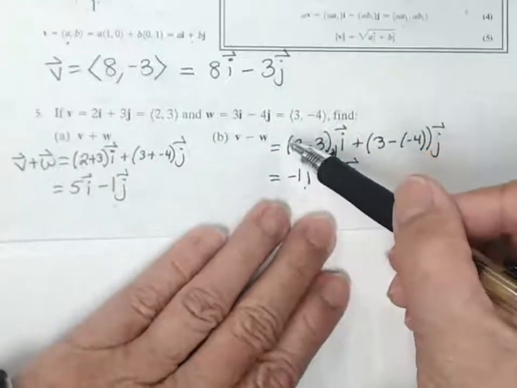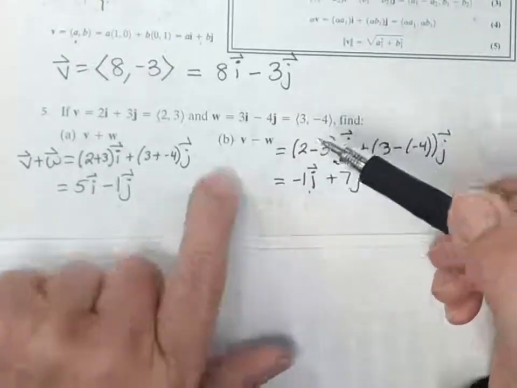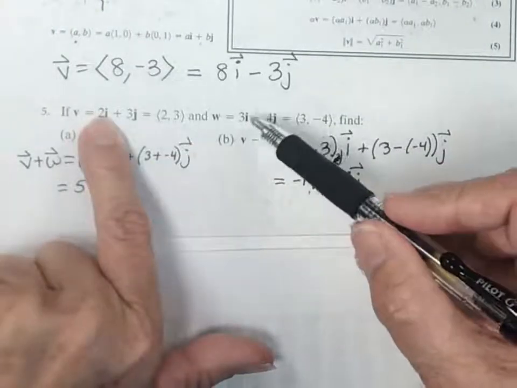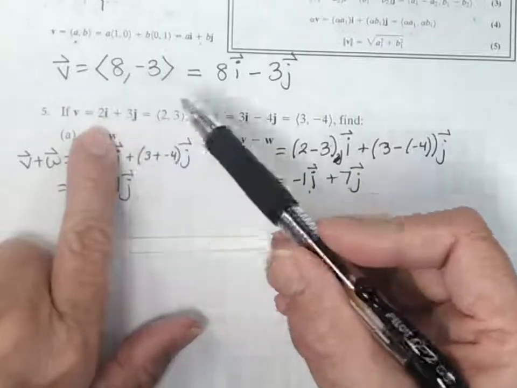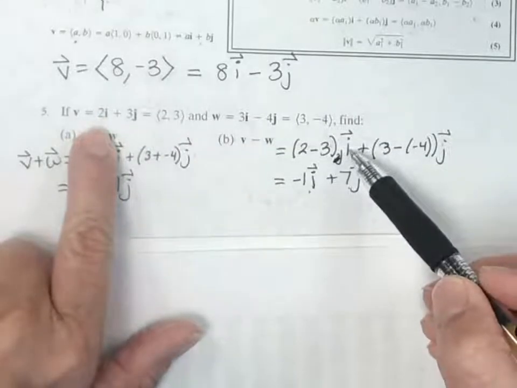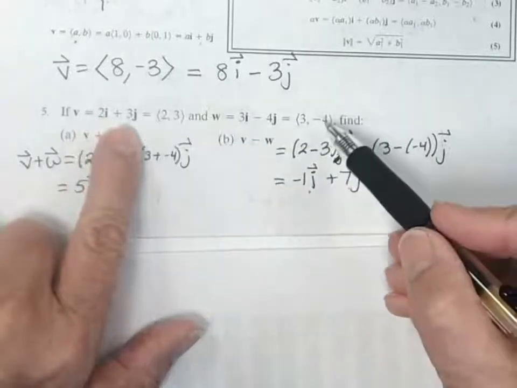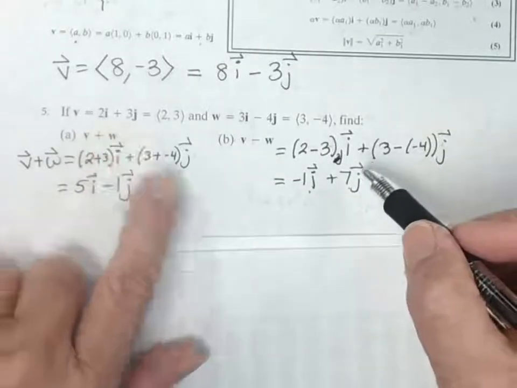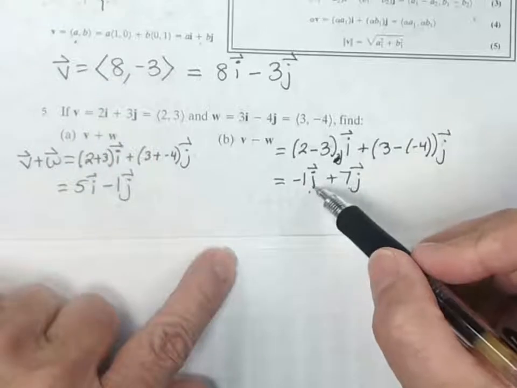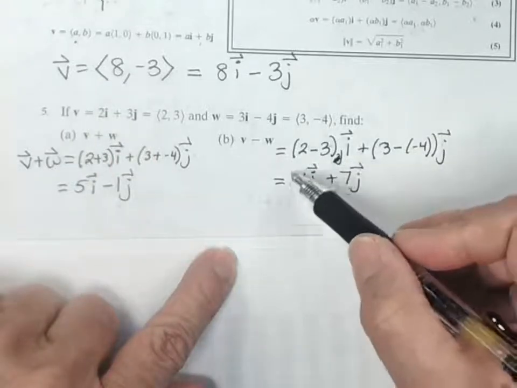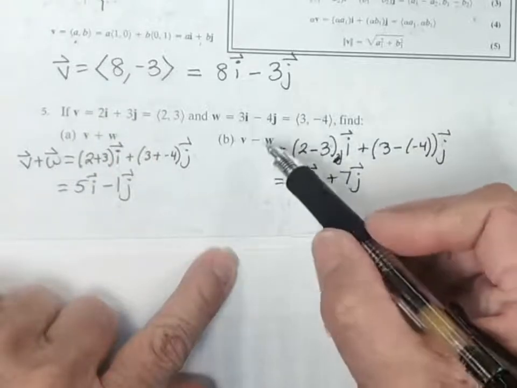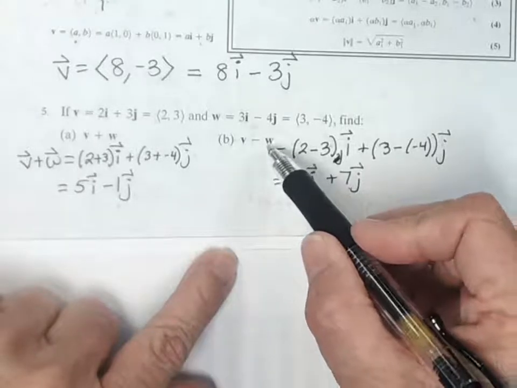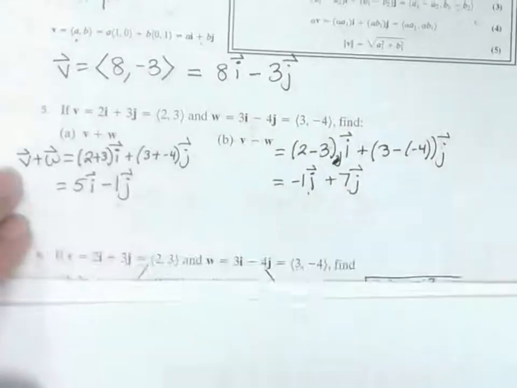Likewise, if we subtract vectors, we can do them the same way. So if I want to say vector v minus vector w, 2 minus 3 times vector i plus 3 minus a negative 4 times vector j. So that gives me a negative 1i plus 7j. This is the resultant vector that we get when we subtract vector w from vector v.